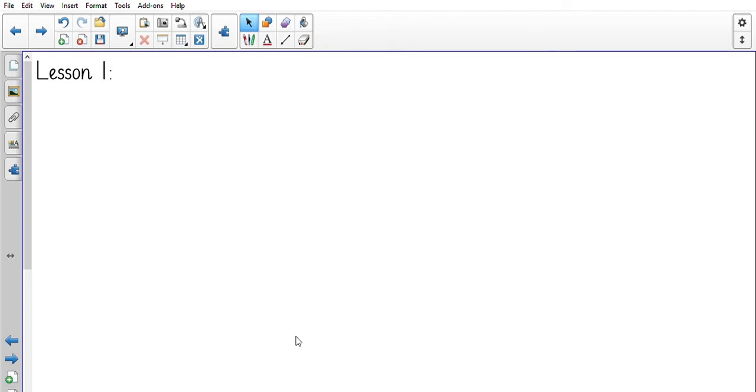Good afternoon, Year 4. So this week for Design and Technology, we are going to be looking at money containers. So you're going to get a chance to make your own. But first we're going to look at different examples, look at different things we need to include for our audience.